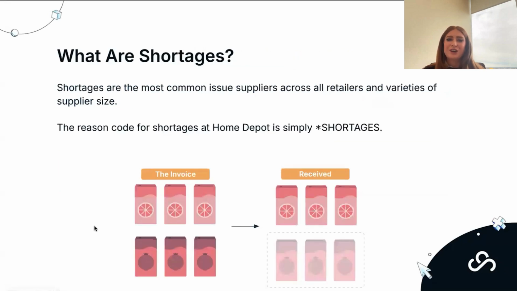So what are shortages? Shortages are by far the most common issue suppliers across all different retailers are getting hit with from retailers. Basically, this is any point where Home Depot or another retailer says that they received less than the quantity that was invoiced. Pretty straightforward. I bet everyone on the webinar has dealt with a shortage or two. And for visibility on the Home Depot side, if you're looking at their remittance advice, which we'll get into in more detail later on how to pull within merchandise payables, this is flagged as shortages. They make it easy, at least in that regard, to know exactly what you're up against.